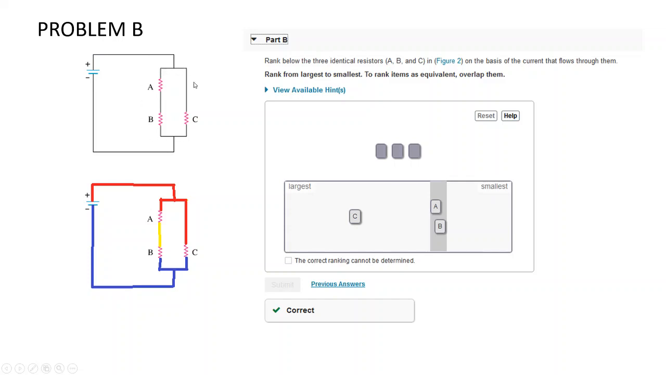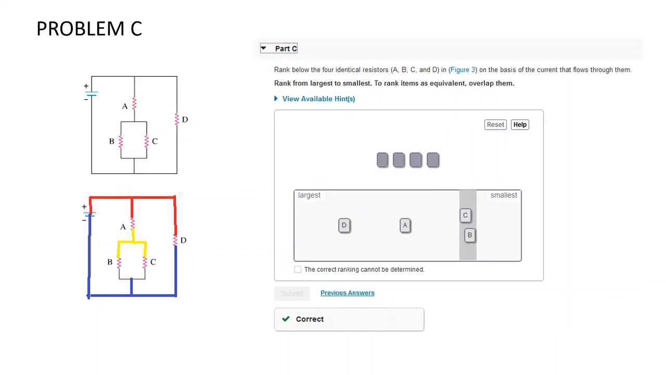And since the left has two resistors, it will be less inclined to go to the left, and so more electrons will go to the right where C is. So we can say that C will receive most of the current, while A and B are sharing one stream of current through the left branch. So we can say that A and B are equally smaller than C.